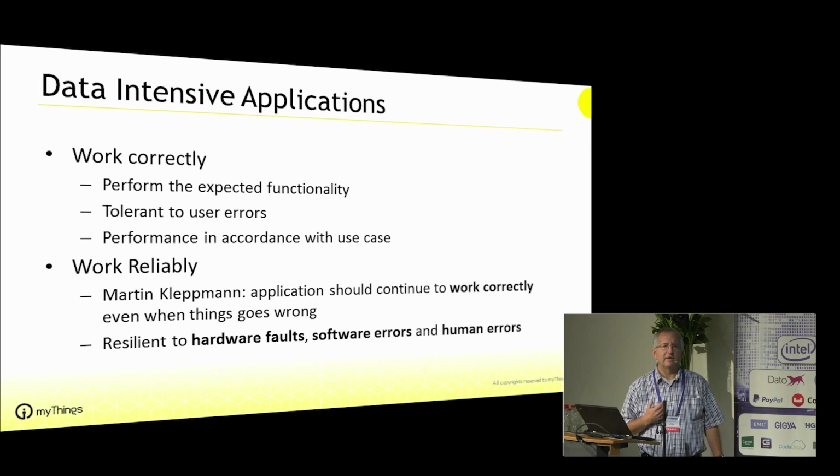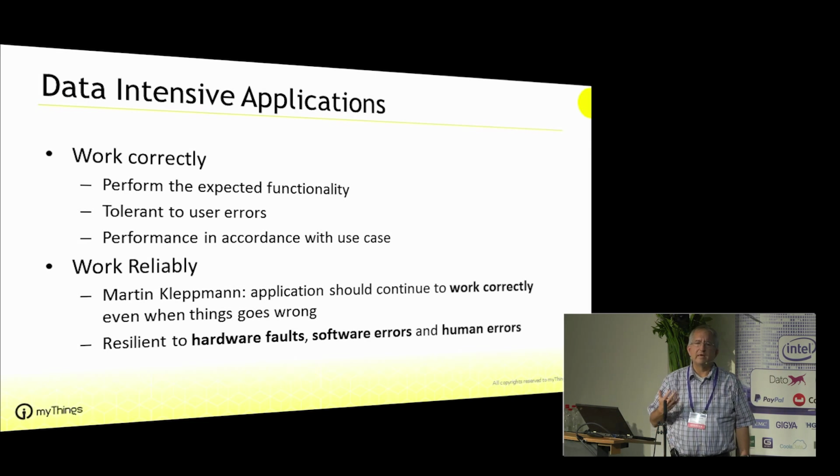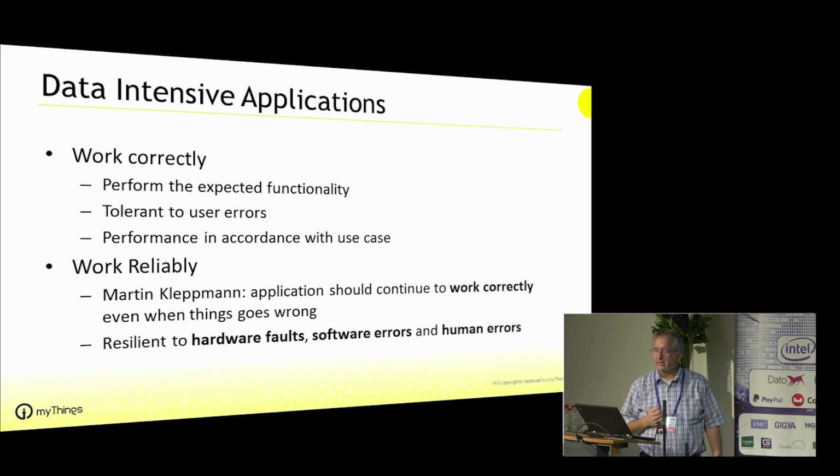We also expect it to work reliably. And what do we mean by working reliably? I'll quote here a guy named Martin Kleppmann. We'll hear more about him later on in the presentation. He's saying that applications should continue to work correctly, even when things go wrong. This is something that we all understand, but in order to make it really reliable, so that the application will continue when things go wrong, we have to put special design and special consideration into our design. And the other thing is that the application should be resilient to hardware faults.